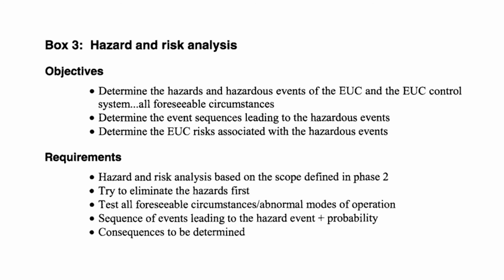In box number 3, we have hazard and risk analysis. The objectives are to determine the hazards and hazardous events of the EUC and the EUC control system, determine the event sequences leading to the hazardous events, and determine the EUC risk associated with the hazardous events. In requirement, we have: hazard and risk analysis, try to eliminate the hazard first, test all foreseeable circumstances, and sequence of events leading to the hazardous event, plus probability and consequence to be determined.